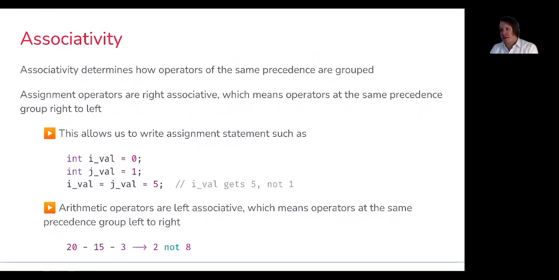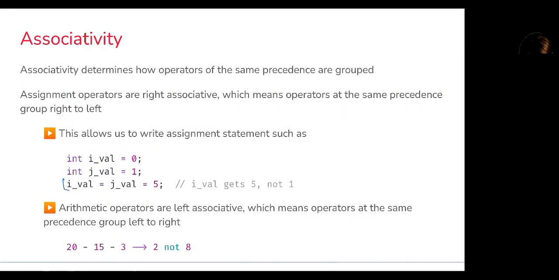So precedence deals with what gets evaluated first. Associativity does the same, but within the actual groups of operators that have the same precedence. So associativity determines how operators of the same precedence are grouped. The assignment operator is going to be right associative, which means operators at the same precedence level are going to group from right to left. This allows us to write assignment statements such as follow. Let's introduce ival and initialize it with 0. Let's introduce jval, initialize it with 1.